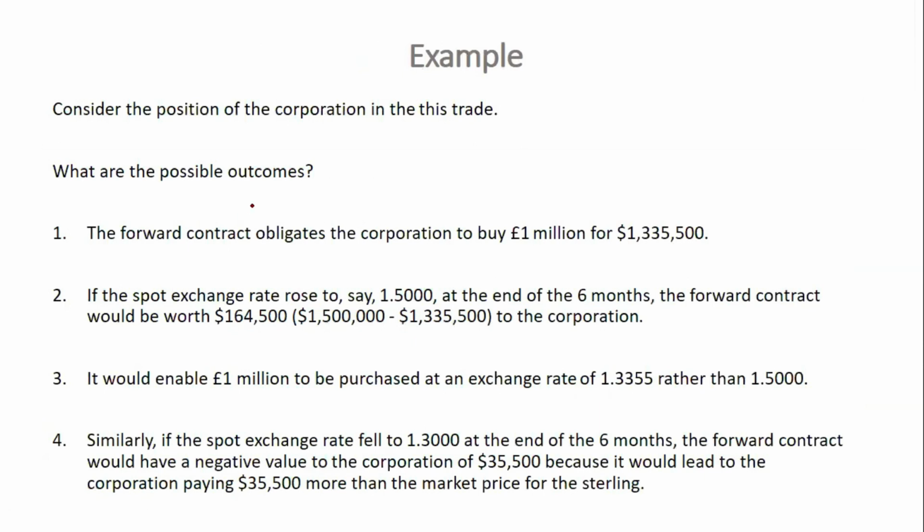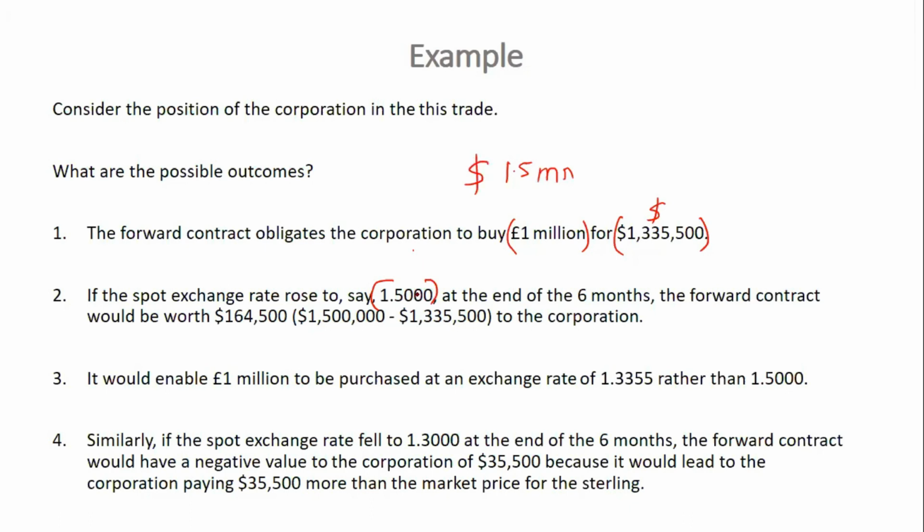So now let's take this example forward. The forward contract now obligates the corporation to buy 1 million pounds by paying these many dollars, correct? So if, let's assume the spot exchange rate after 6 months has risen, that means your dollar has depreciated, right? And it has gone to $1.5 per pound. And let's say this corporation has not done any kind of hedging. So now how many dollars do they have to pay to buy the same 1 million pounds? $1.5 million they have to pay, right?